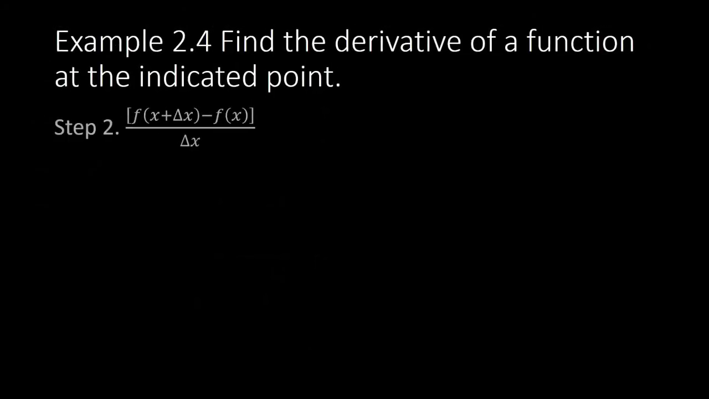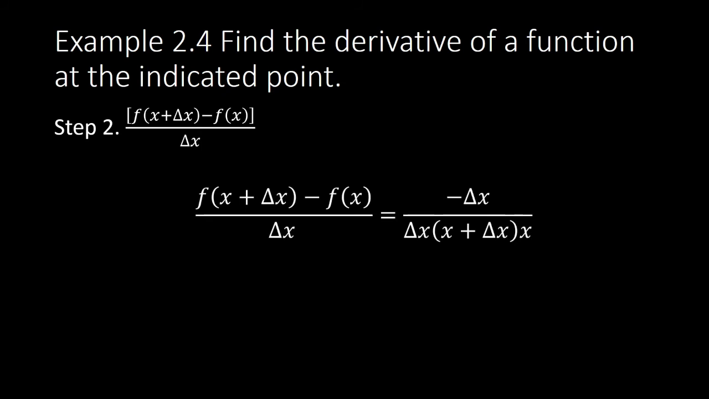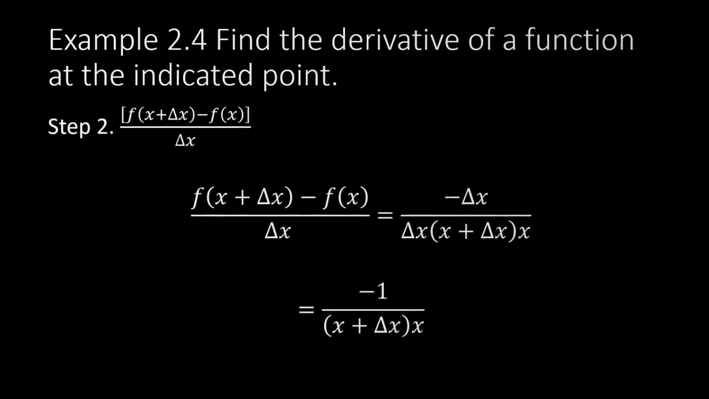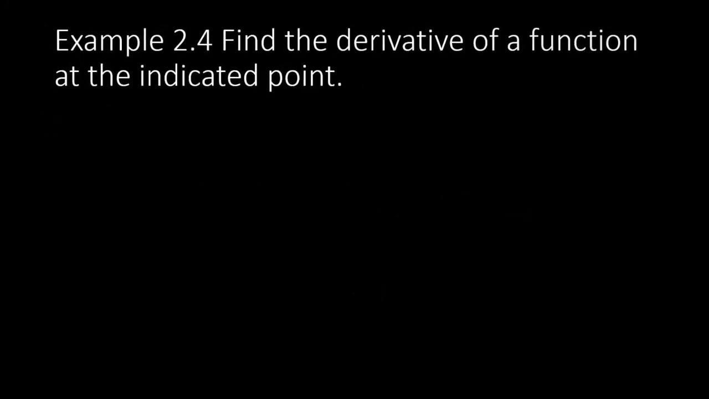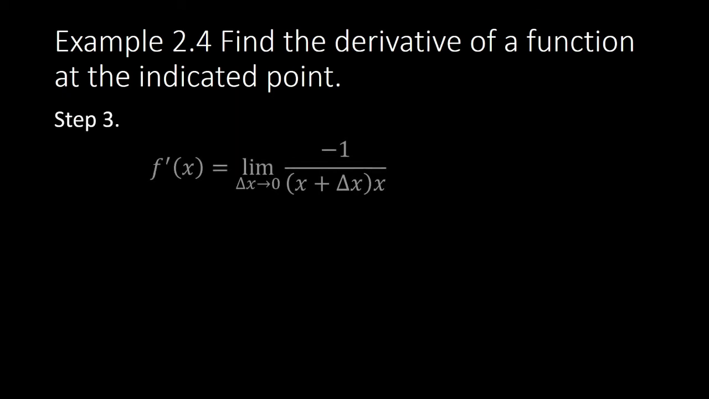What do we do next? We go to the second step and we just divide the results of step 1 by delta x. So look at this. We divide it by delta x. And delta x divided by delta x is equal to 1. And so we are left here with negative 1 over the quantity x plus delta x times x. So what is the limit of that as delta x approaches 0? That is the derivative of our function, the general derivative of our function.